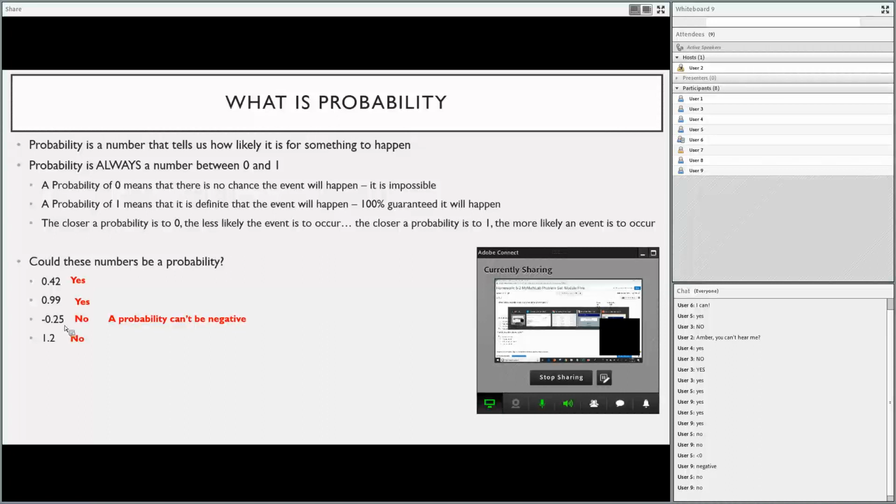How about this last number, the 1.2? Can that be a probability? No, it cannot. Why can't that be a probability?